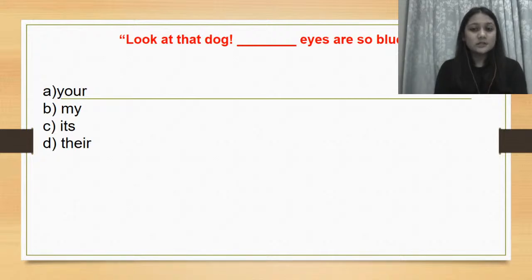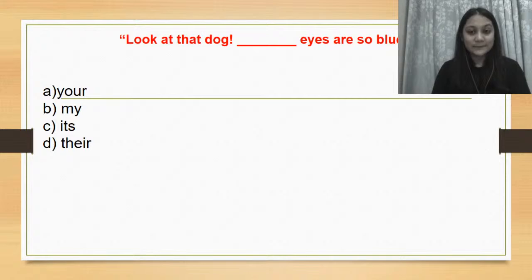So, look at that dog. Your eyes are so blue. So why look at that dog? Why can't I look into your eyes then? No, not yours. Look at that dog. My eyes are so blue. Nope, big no. Look at that dog. Its eyes are so blue, right?